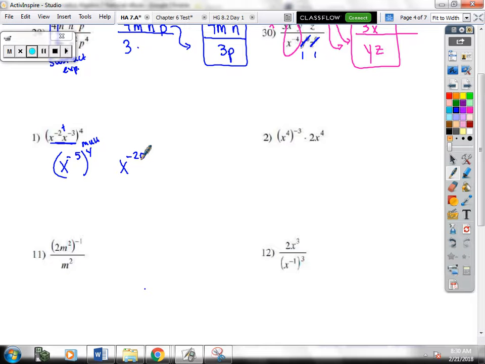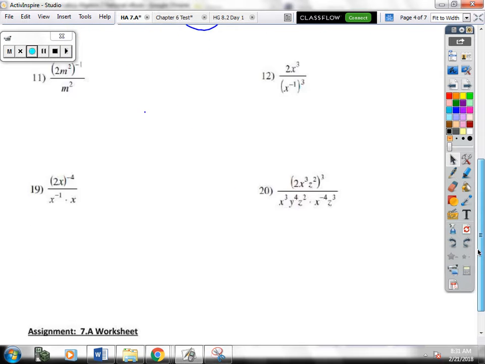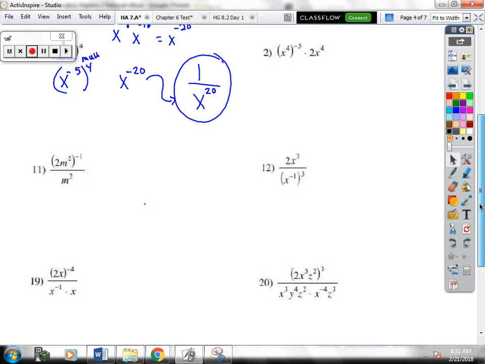And then at the end of the problem, the negative needs to move to the denominator, so we'll put a 1 in the numerator, 1 over x to the 20th. If you did it the other way, you would get x to the negative 8, x to the negative 12. You would still get x to the negative 20 and 1 over. So it doesn't matter which way you go. Why don't you guys try the rest? And then we'll get 5 of each on the board.